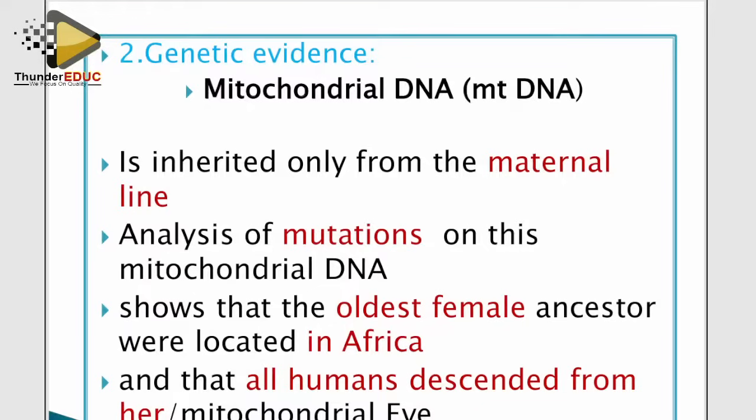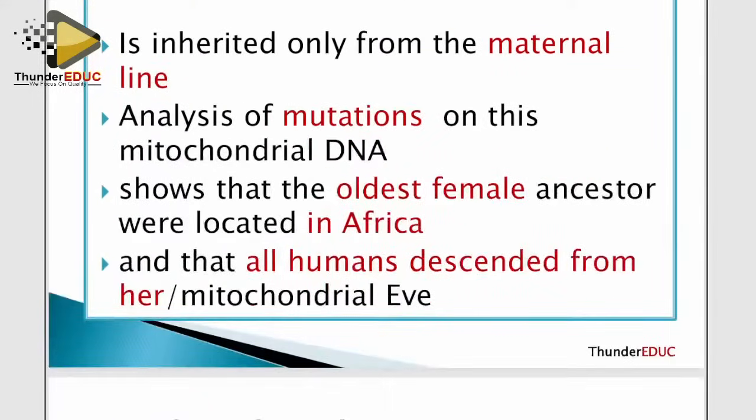All right. Mitochondrial DNA, then you have to say that it is inherited only from the maternal line, and then analysis of these small mutations show that the oldest female ancestor was located in Africa, meaning that all these humans descended from that, which we call the mitochondrial Eve, meaning that Eve was from Africa. In other words, they are saying that Eve was a black person. Why? Because in Africa we find black people. But are they black? They are dark-skinned people, not black.